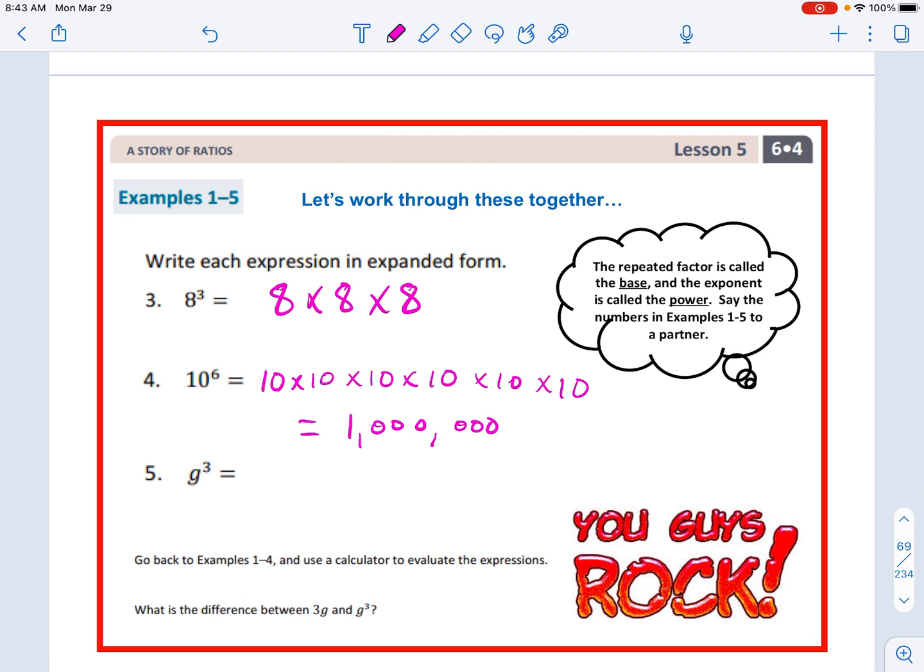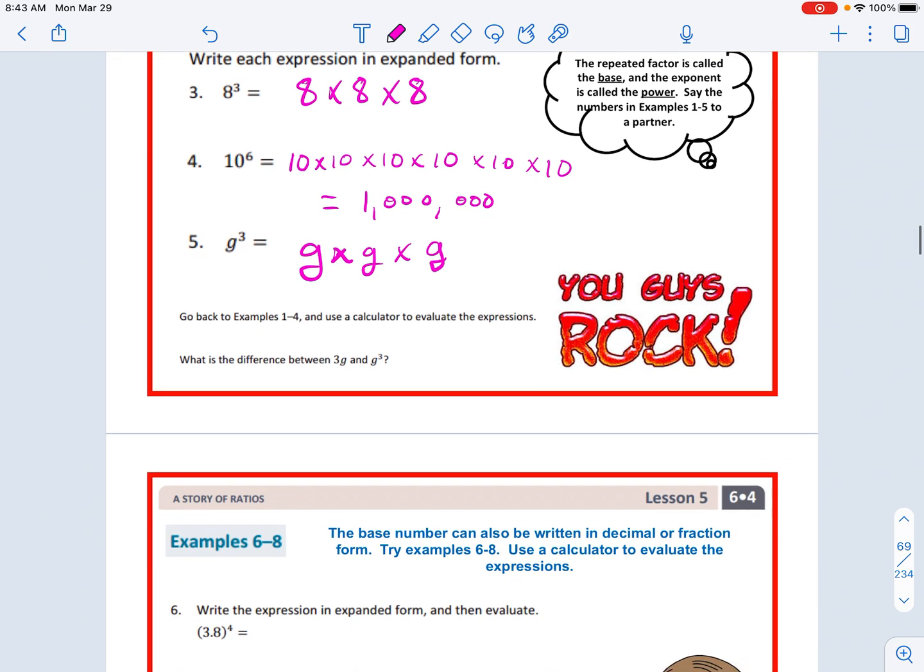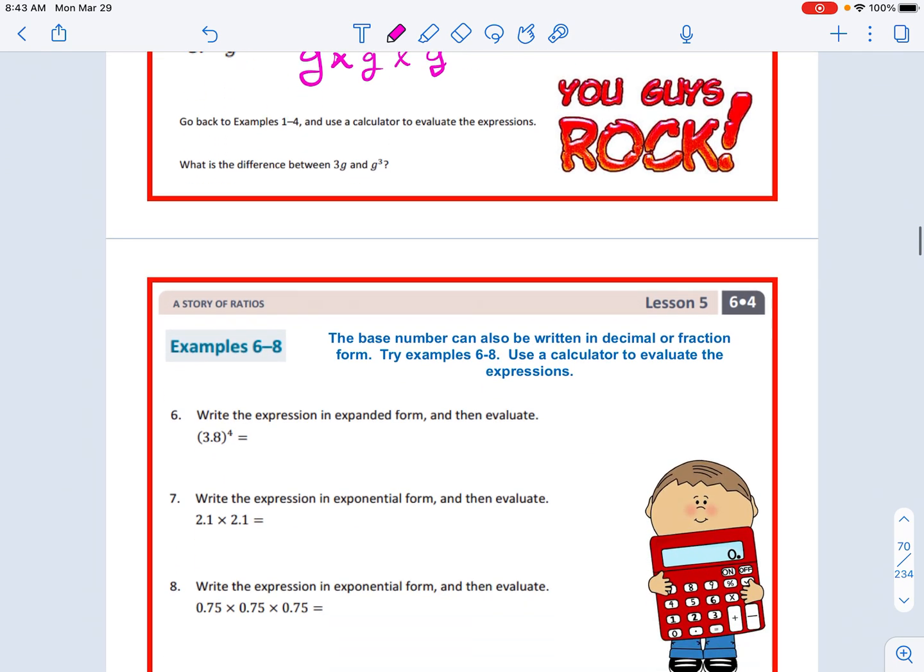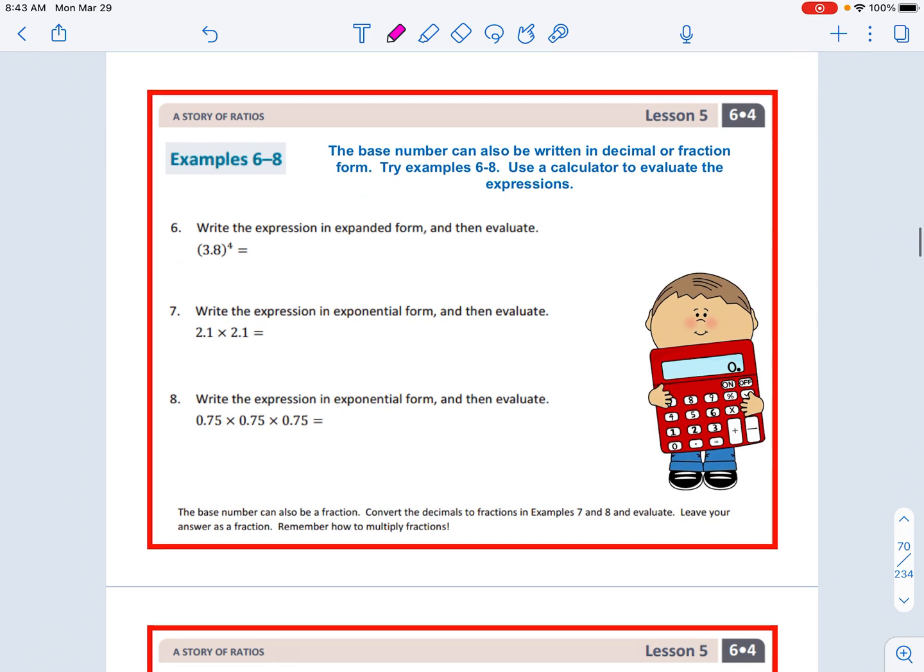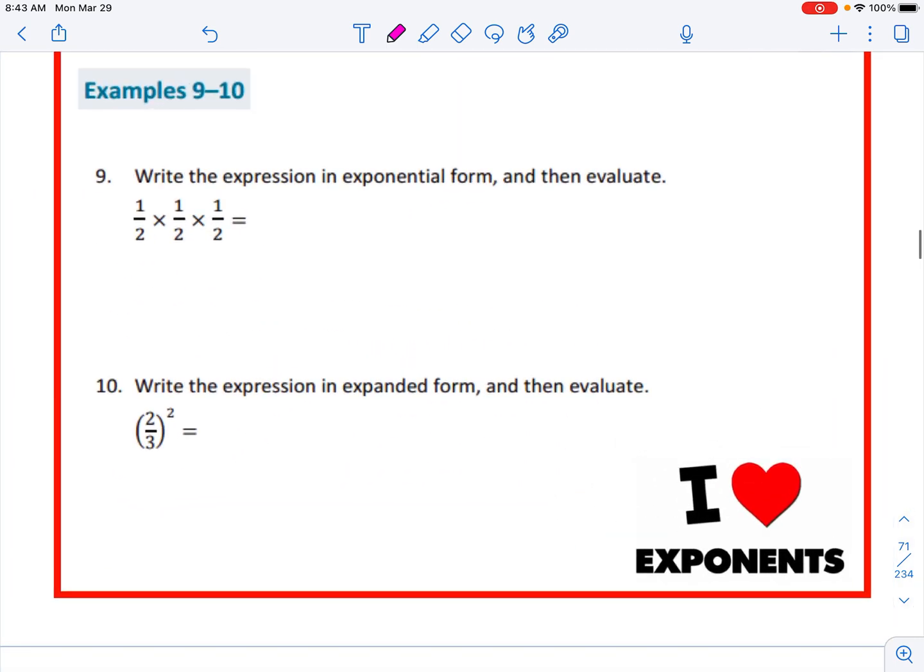Now I have g to the third power. G to the third power, okay? This is going to be G times G times G, okay? Awesome. All right, guys, let's go on.